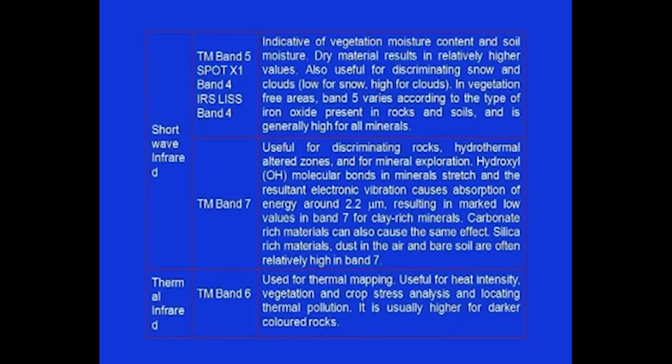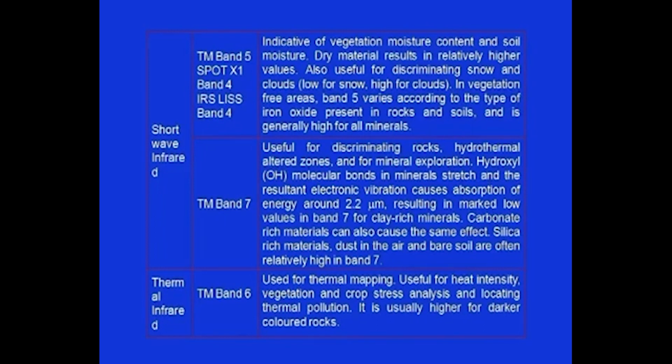minerals. The next spectral region is the short wave infrared, and here we find that there are TM band 5, SPOT XS band 4, and IRS LISS band 4, and this is used as an indicator of vegetation moisture content and soil moisture. Dry material results in relatively higher values, also useful for discriminating snow and clouds. In vegetation free areas, band 5 varies according to the type of iron oxide present in rock and soils and is generally high for all minerals.